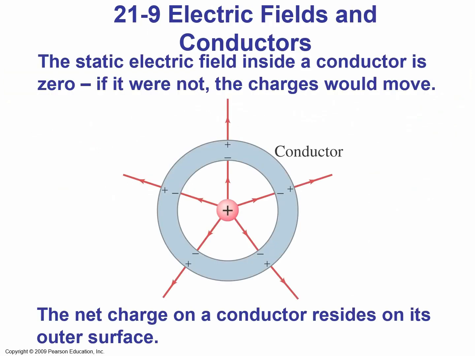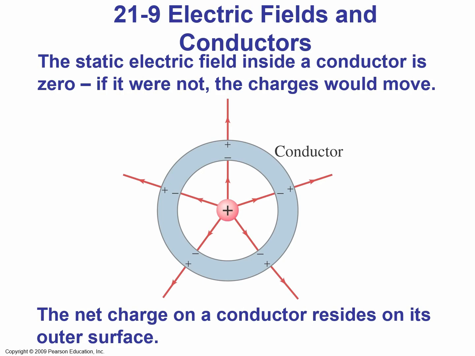Section 9. Electric fields and conductors. The static electric field inside a conductor is 0. If it were not, the charge would move. The net charge on a conductor resides on its outer surface. So if you put a positive charge, as demonstrated here, inside a conductor, it will induce charges on the surface of the conductor in a way that the negative charge will be populated inside the conductor, and they will be separated from the positive charge because the whole sphere is neutral. There is not going to be any net charge on the conductor. But we have a positive charge inside the conductor. Therefore, it will induce charges outside of the conductor. Outside of the conductor will be positively charged.